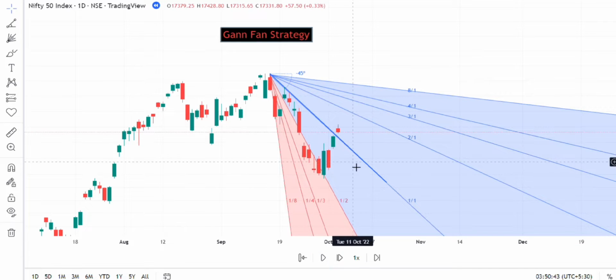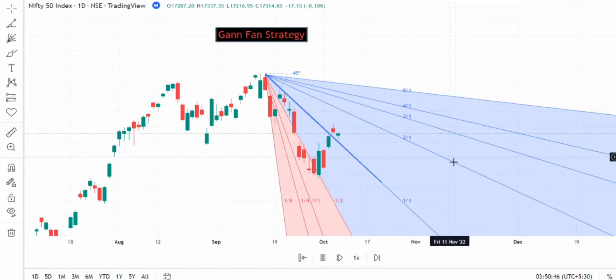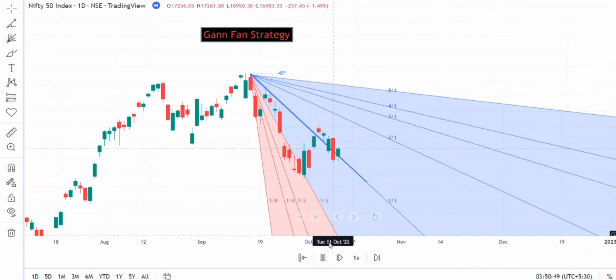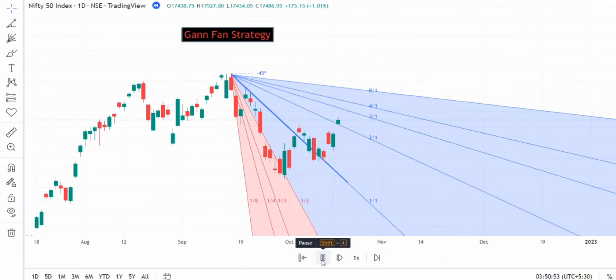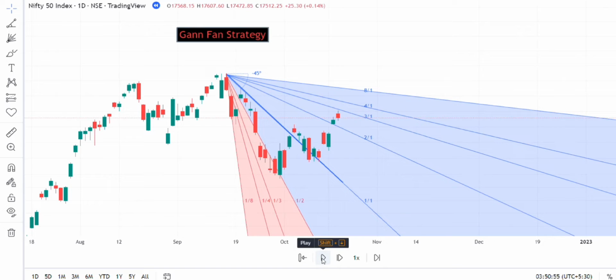After the 1 into 1 line is broken, wait for the 2 into 1 line to break. Here we can see that our 2 into 1 line is broken. After the 2 into 1 line is broken, we'll take entry in the stock. Again repeating, only when the 2 into 1 line is broken will we take entry in the stock. Now what about the stop loss?